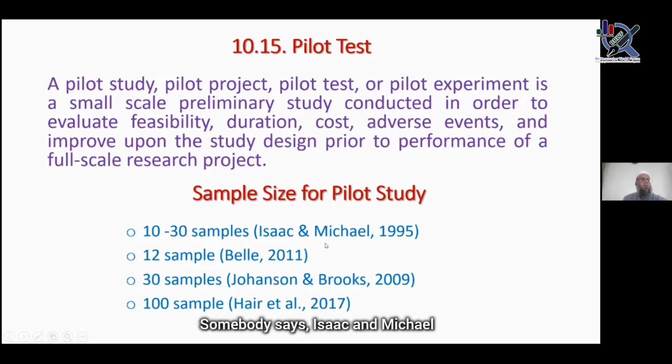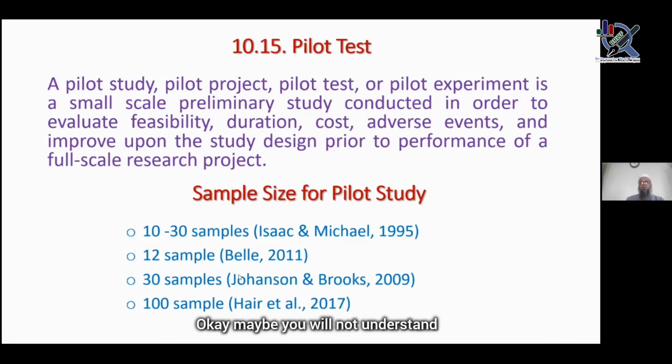Here, Isaac and Michael say the sample should be 10 to 30. Bailey said it should be 12, Johanson said 30, and according to Hair, it is 100. Actually, Hair is nowadays the world number one methodological king, you can say. If you intend to do your EFA, exploratory factor analysis, in that case I would suggest you collect 100 samples, so that you can do the pilot study as well as your exploratory factor analysis.